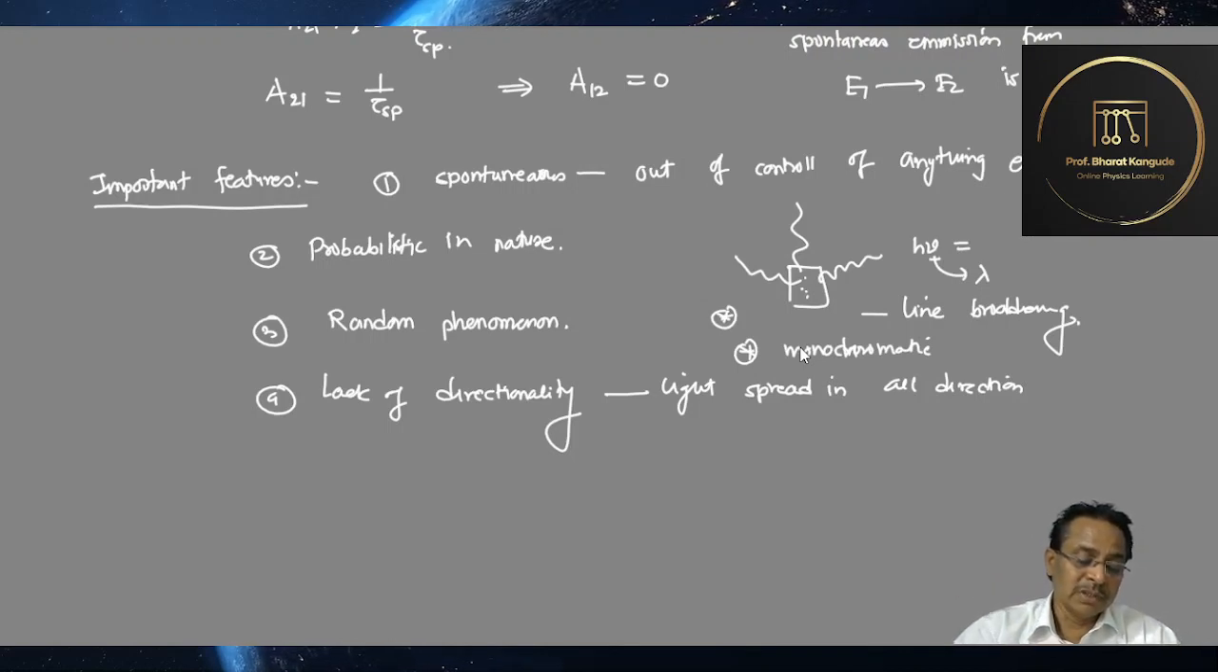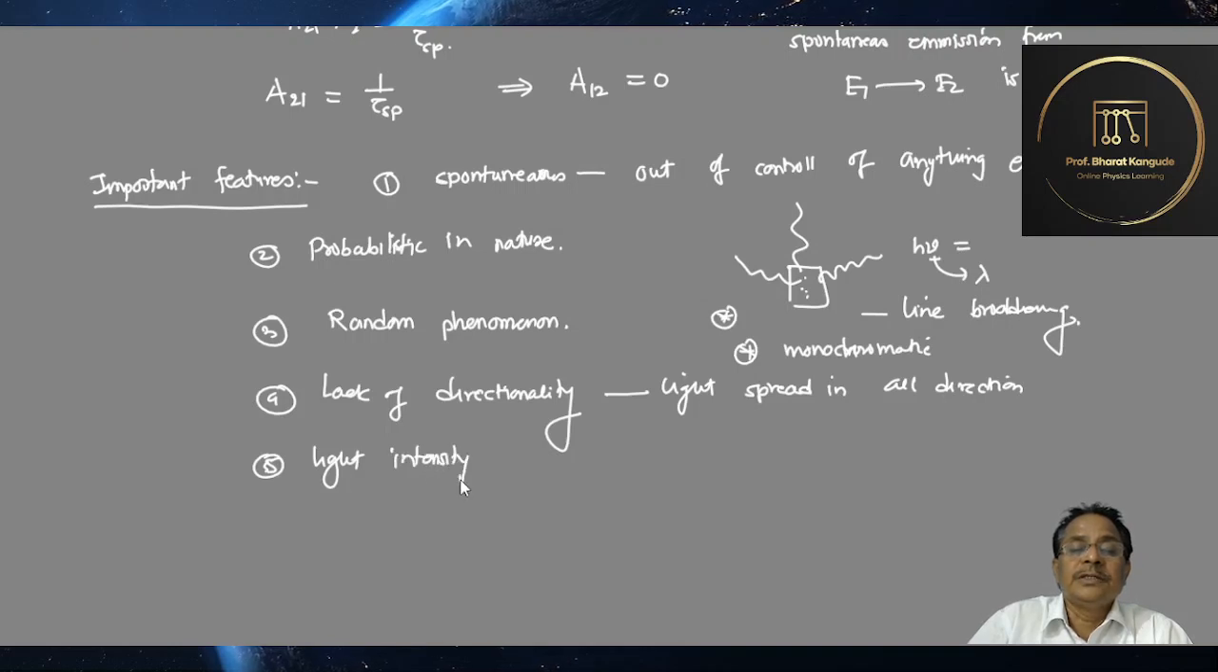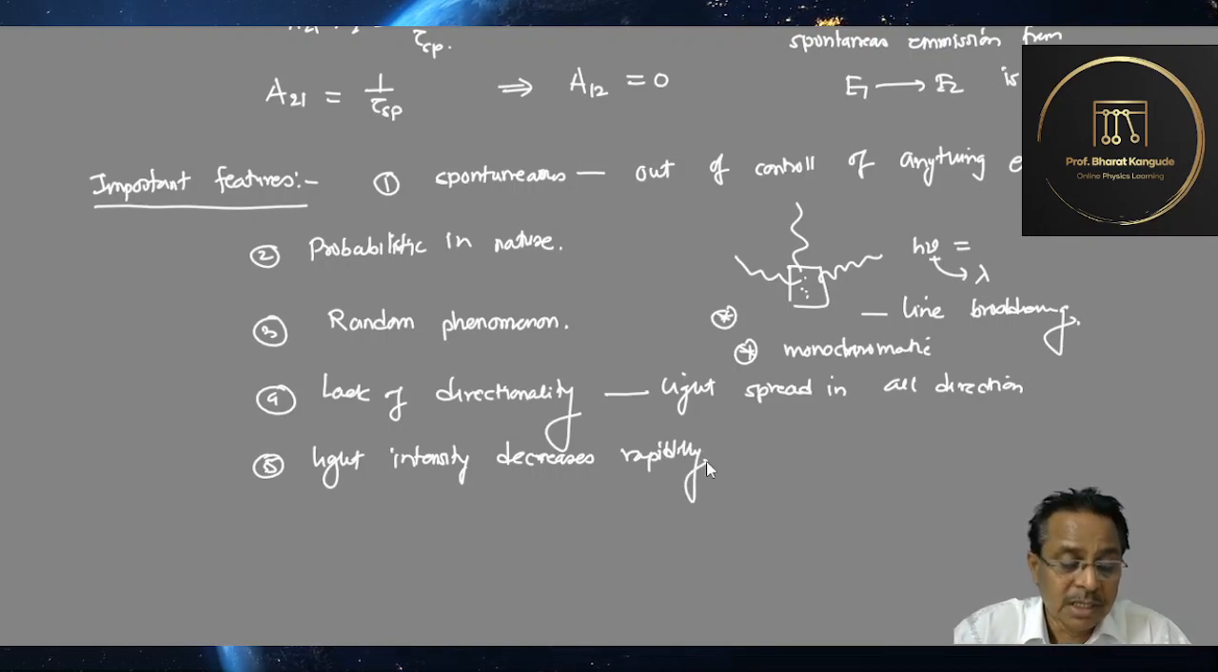Therefore, the light intensity goes on decreasing rapidly. In this process, radiations can go out in all different directions because of spontaneous emission, and therefore the light intensity goes on decreasing rapidly. So the fifth feature is that intensity decreases rapidly. Just remember these characteristics; sometimes in examinations you will be asked about all these.